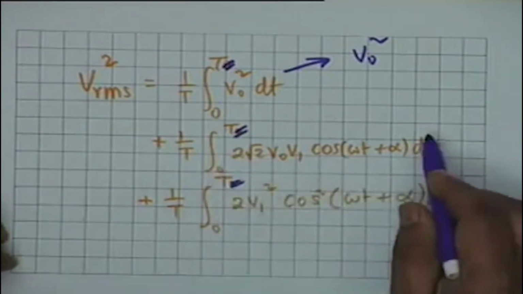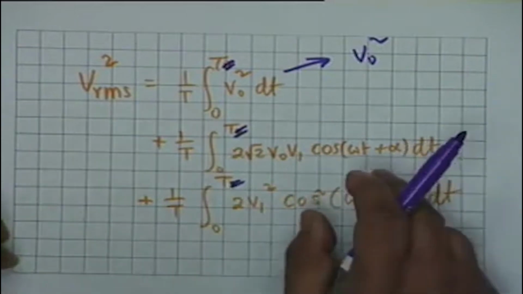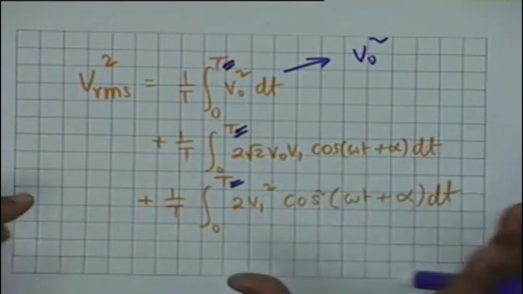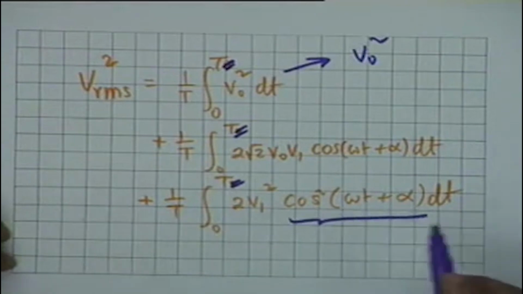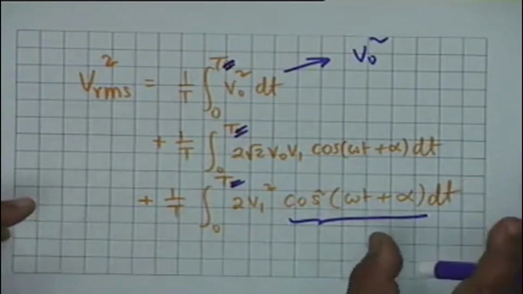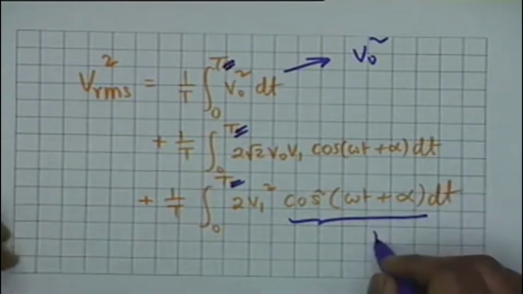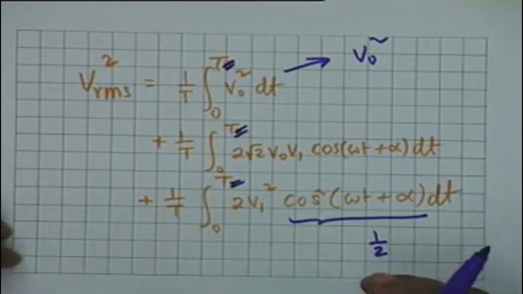Integral of the second term is 0, because it is a sinusoidal waveform integrated over one time period. Integral of the third term, this would be cosine squared omega t plus alpha dt integrated over one time period, is equal to half. Alright, is this known to everybody? Is it known to everybody, or we have to prove it?